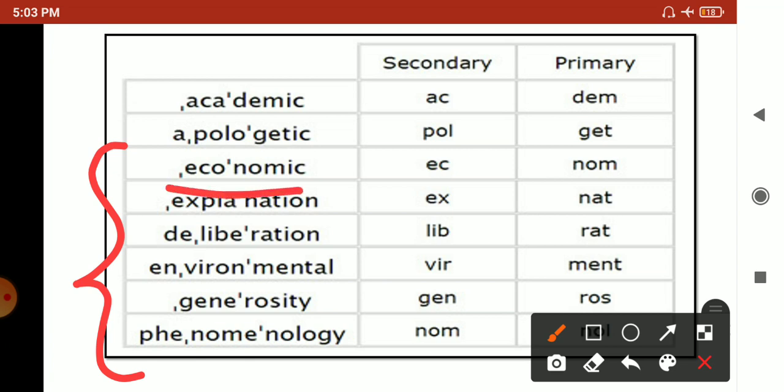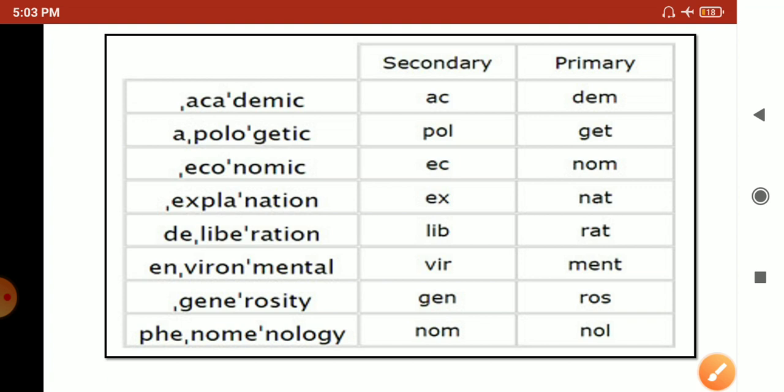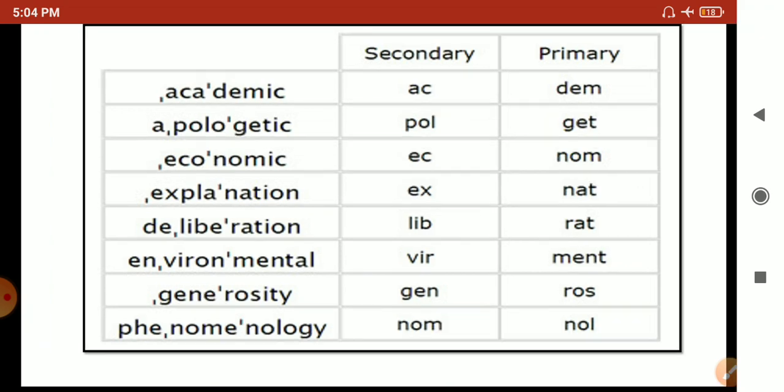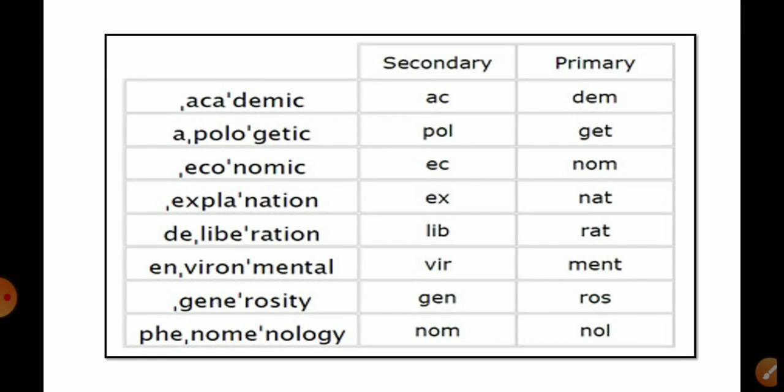Economic, all these words are polysyllabic words. These words have three or more than three syllables in them, and in these words primary stress is marked and secondary stress is also marked. This again, you can get mastery over only through practice.